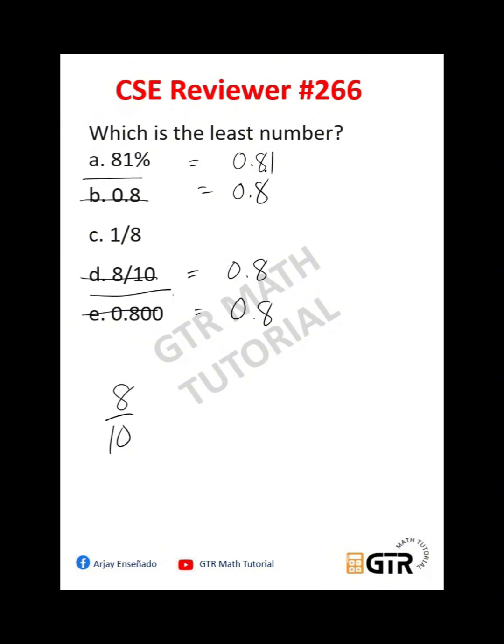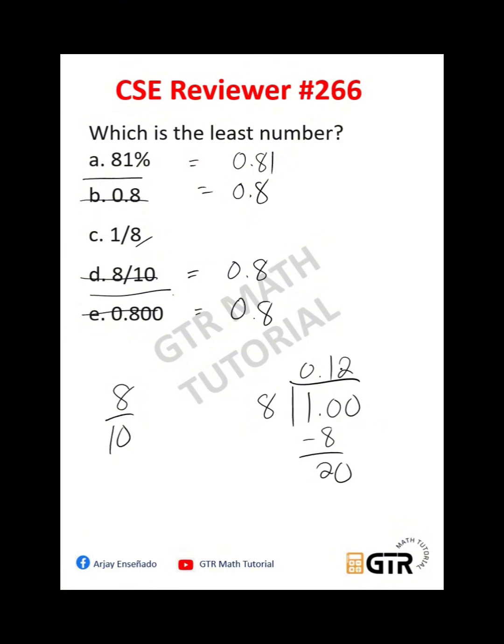So for the least number, we have 0.81 here. So we need to convert 1 over 8 to decimal. To convert 1 over 8 to decimal, just divide 1 divided by 8. So just add 2 zeros, put the decimal here. So this is 0. 10 divided by 8 is 1. 1 times 8 is 8. Subtract, we have 2.